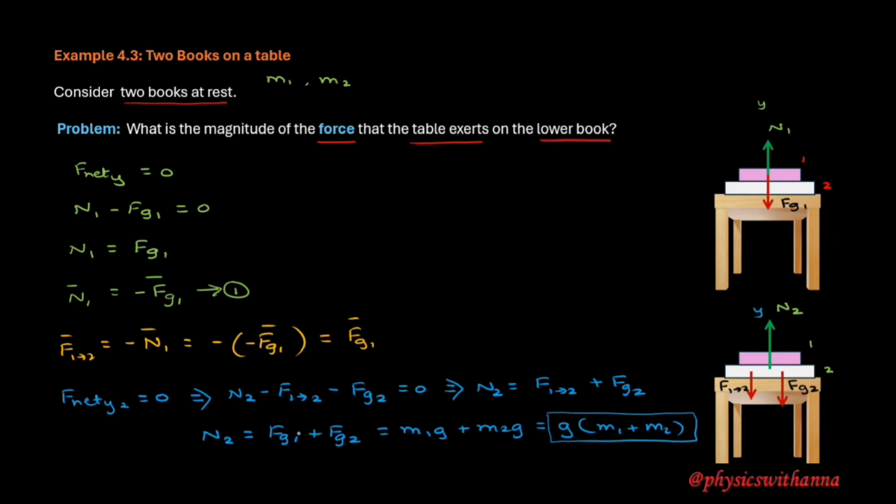And if you were to write this in vector format, you can write this as N2 bar equals negative of Fg1 bar plus Fg2 bar, which only means that the force exerted by the table on book 2 is equal in magnitude but opposite in direction to the weight of the two books, as you can see from the figure.